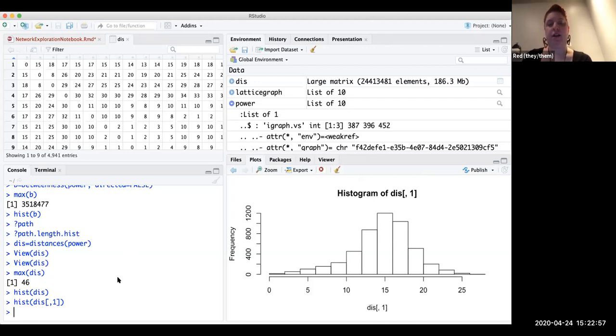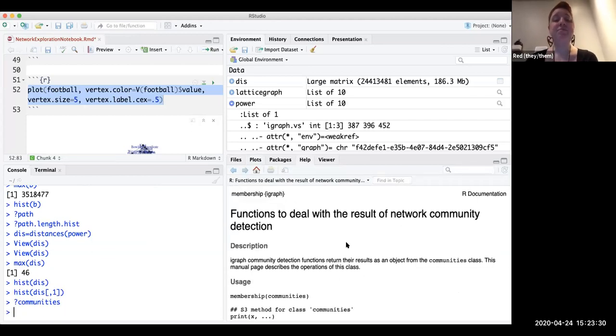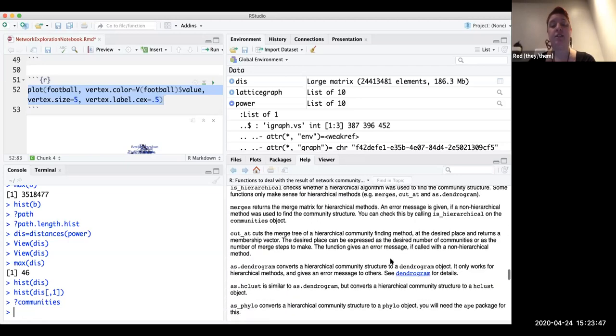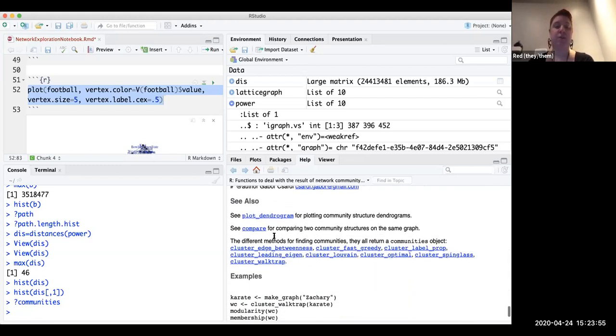Okay. All right. So we've done path length, we've done betweenness, and we've done degree. We've pulled in graph data using GML. Let's go ahead and talk a little bit about how to do community detection. So I'm going to stop displaying things that is taking up a lot of my RAM, and I'm going to type in communities. Now, communities is an object type in iGraph. It is what is spit out by a bunch of different community detection algorithms, and iGraph has a lot of them. You can see all the different methods for finding communities listed here.